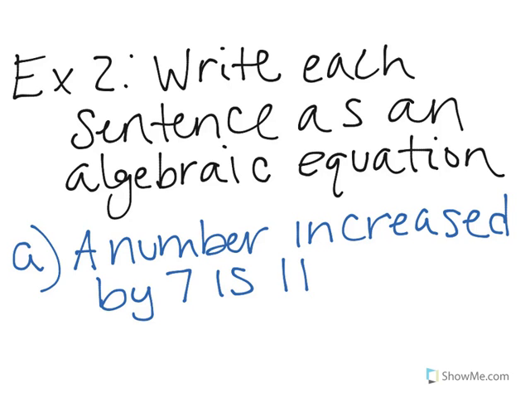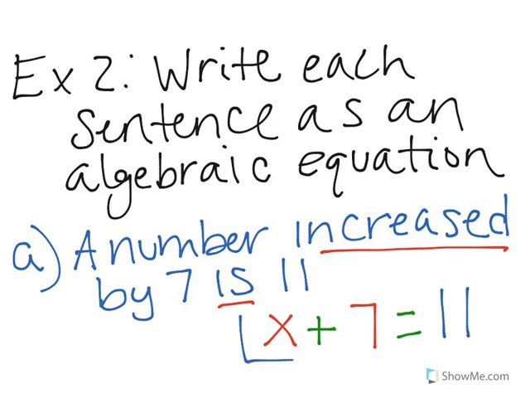Now the next example is to write each sentence as an algebraic equation. A number increased by 7 is 11. Let's highlight some important words here. A number, I can just write as x. Increased by, I know is going to be plus, and I'm going to put 7 as my number. Is, I know that's the equal sign, and then I'm just going to write the number 11. So that's how you write your equation.